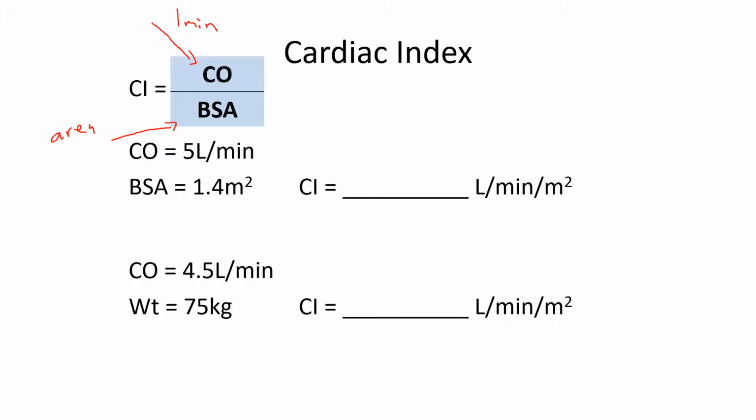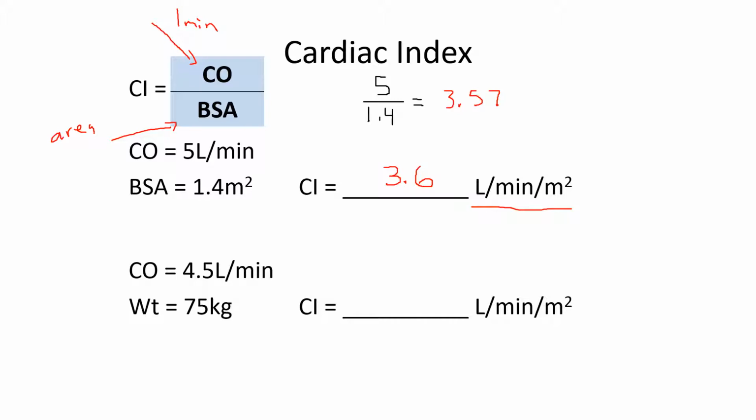So if you have CO, you need to be in liters per minute, and your body surface area needs to be in meters squared. So your final units are liters per minute per meter squared. Plug and chug, just CO divided by body surface area. So for the first one, about 3.6 liters per minute per meter squared.